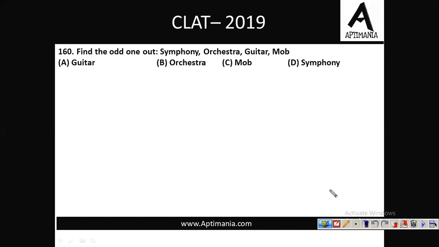Okay, find out the odd one out again. Symphony, orchestra, guitar, and mob. Now we know that symphony, orchestra, and guitar, all the three are in some sense related to music, whereas mob does not relate to music. So the odd one out is mob. Fine. So this was again an easy one.